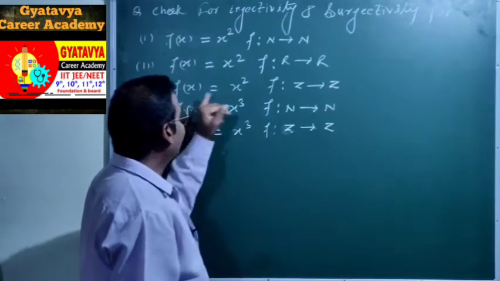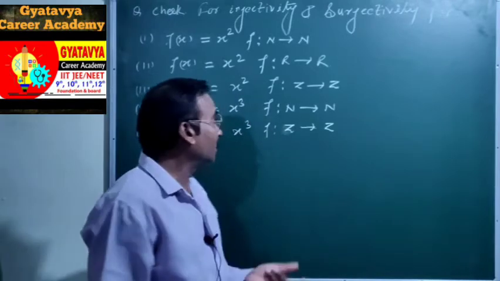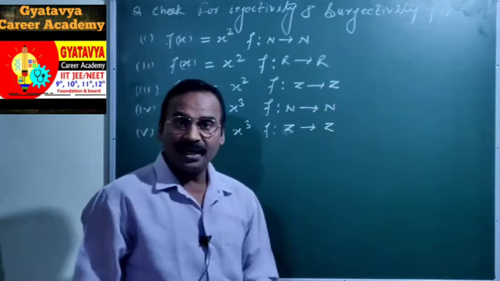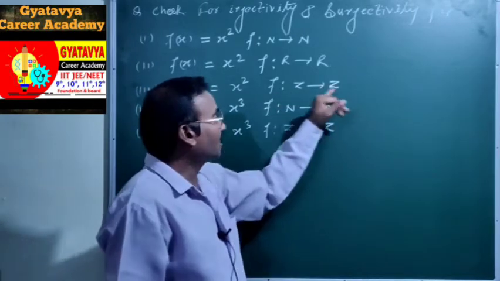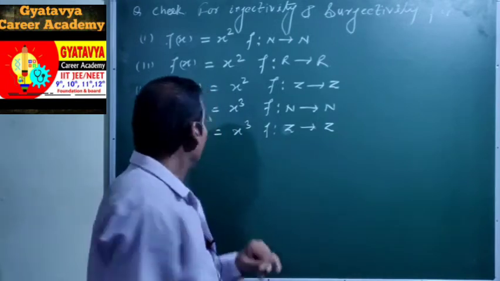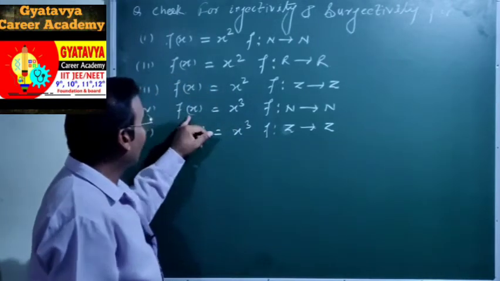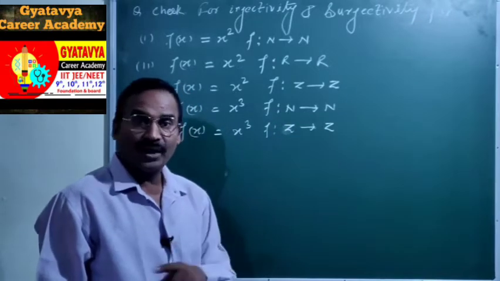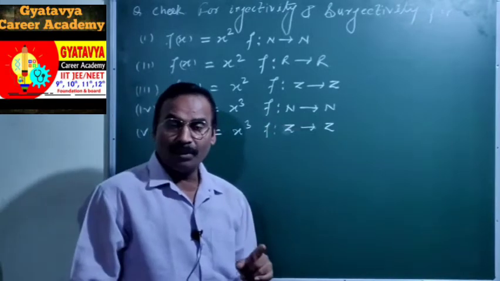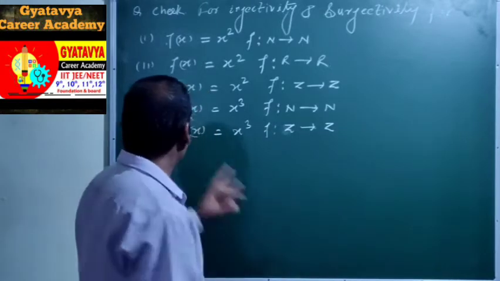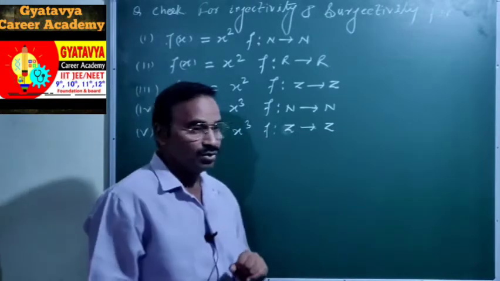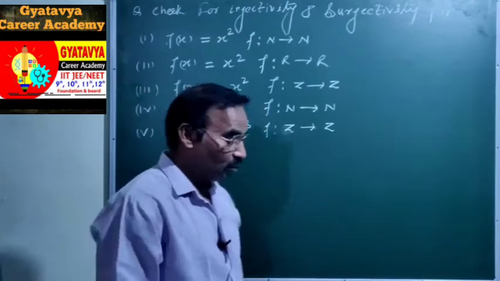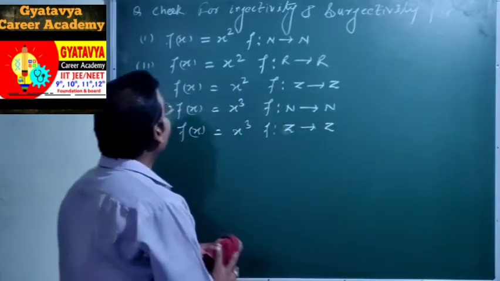Next, third, f(x) equal to x square, same question, and here again the domain and codomain have been changed. So f: Z to Z, the set of integers. Fourth question is f(x) equal to x cube, f: N to N, again the domain and codomain are the natural numbers. And the last question is f(x) equal to x cube, f: Z to Z, again Z is the set of integers. So one by one I will discuss the problems.